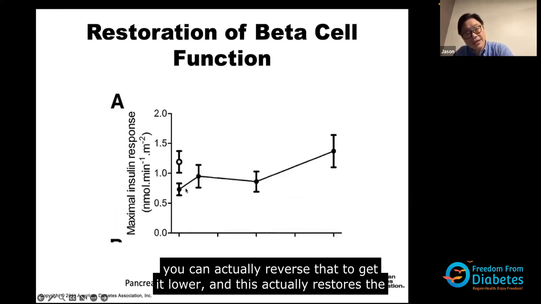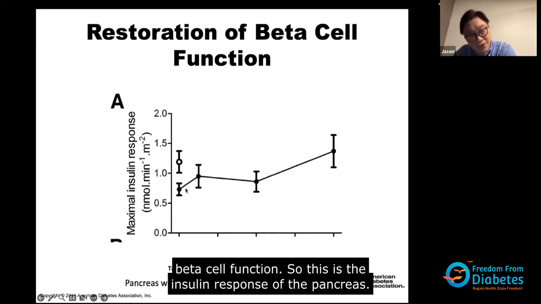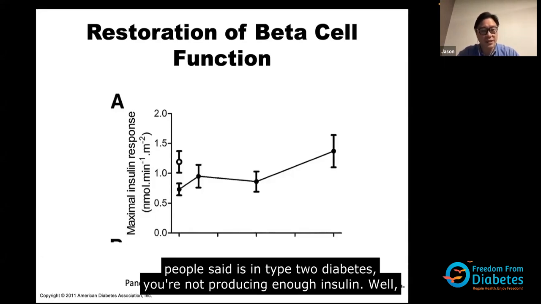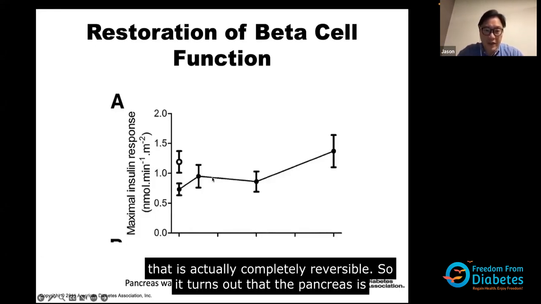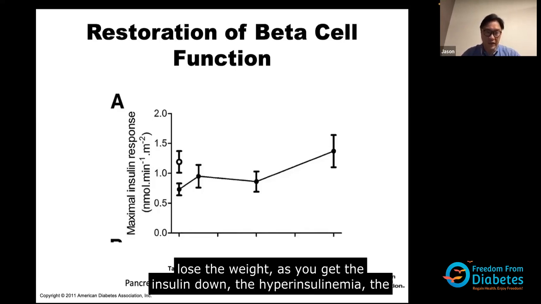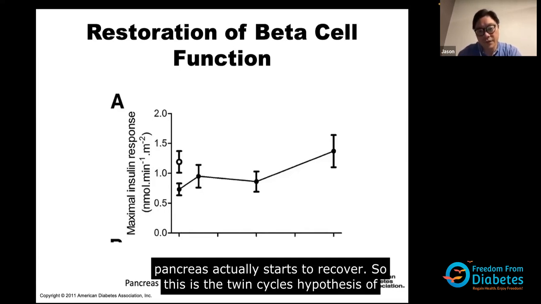And this actually restores the beta cell function. So this is the insulin response of the pancreas. Remember, the pancreas is producing insulin. And one of the things that people said is that in type 2 diabetes, you're not producing enough insulin. Well, that is actually completely reversible. So it turns out that the pancreas is not actually burned out. It was probably just clogged with fat. And as you lose the weight, as you get the insulin down, the hyperinsulinemia, the pancreas actually starts to recover.